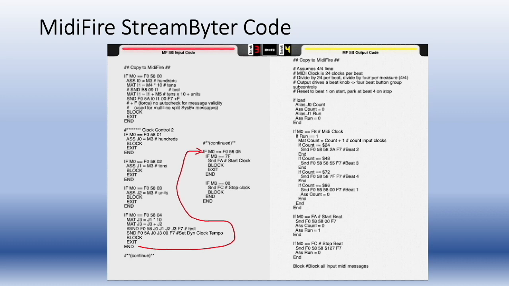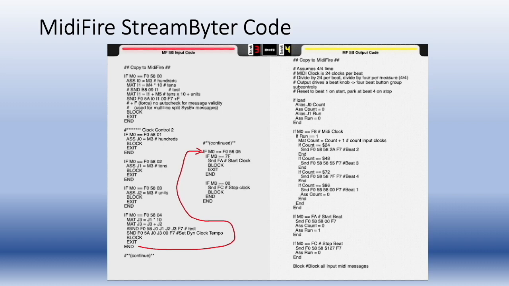The StreamBiter code is displayed on banks 3 and 4 of MIDI Designer. You can copy them in design mode and paste them into their respective StreamBiter modules in the MidiFire app. Since there isn't enough room to list the entire input code in one column, the continued section to the right on bank 3 must be added below "continued" in the main column.